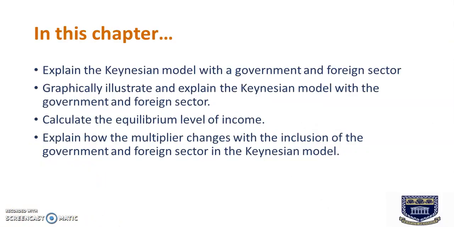After studying chapter 7, you should know how to explain the Keynesian model with a government and foreign sector. You will also be expected to graphically illustrate and explain the model. As an extension from section 6.8, where the multiplier was introduced, you will be required to explain how the multiplier changes with the inclusion of government and the foreign sector. Furthermore, you should be able to calculate the equilibrium level of income.